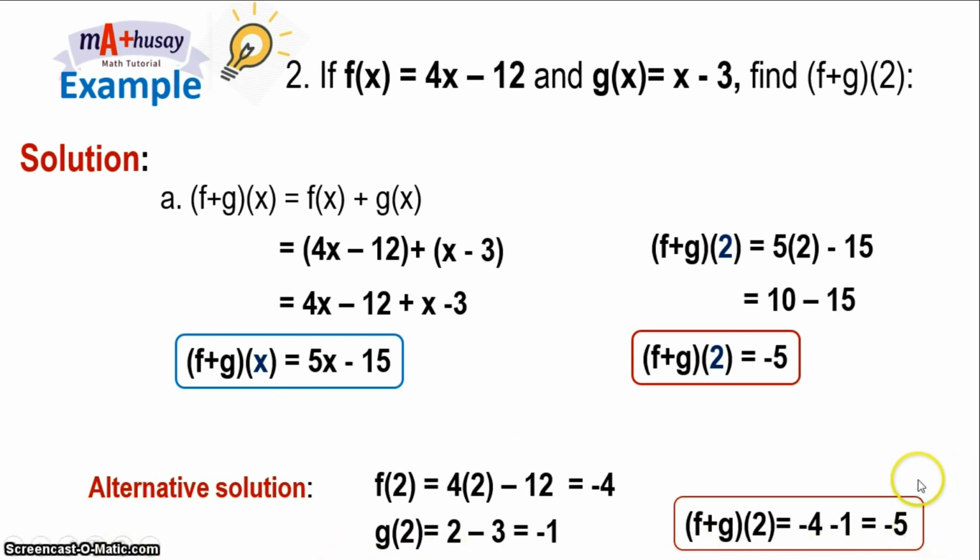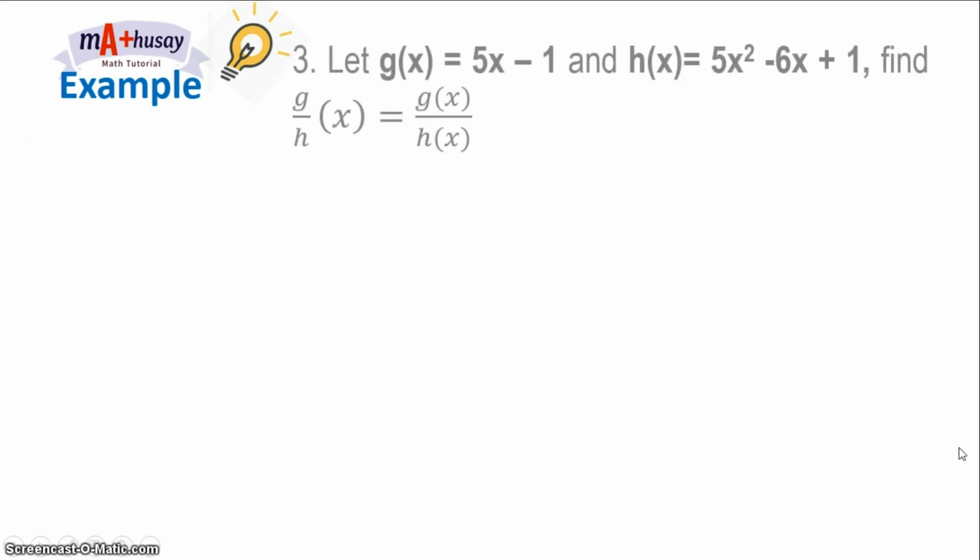You can use this method as well, even if you're multiplying, dividing, or subtracting functions. Pwedeng-pwede. Let's take example number 3. Let g of x be equal to 5x minus 1 and h of x equals 5x squared minus 6x plus 1. Find the quotient of g of x and h of x.